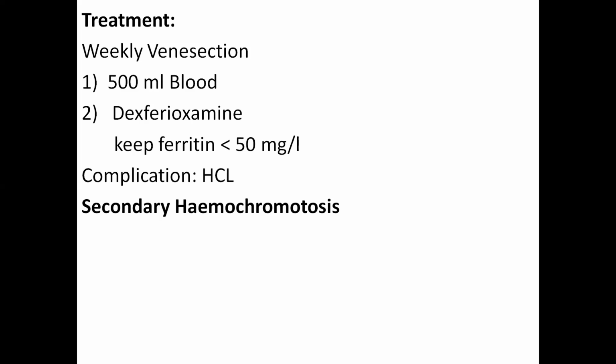Now, what are the complications of hemochromatosis? I already discussed. The most important complication is hepatocellular carcinoma. If hemochromatosis occurs, then the patient will develop cirrhosis, and once cirrhosis is present, then one third of these cirrhotic patients will develop hepatocellular carcinoma. So that is the main indication of liver transplantation.